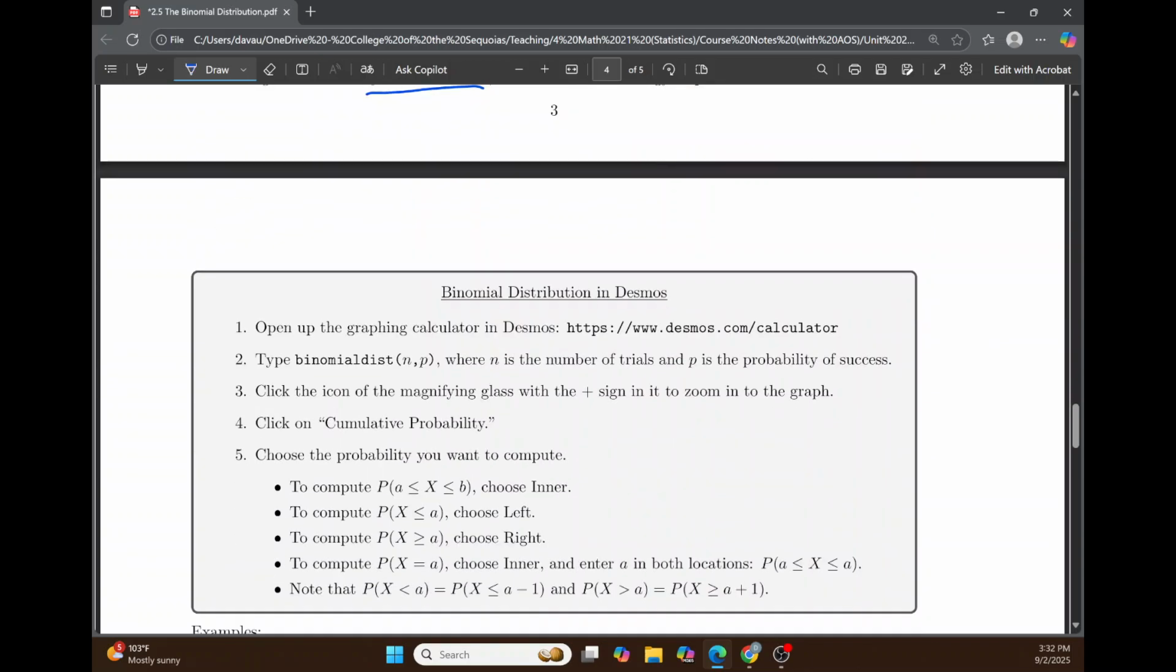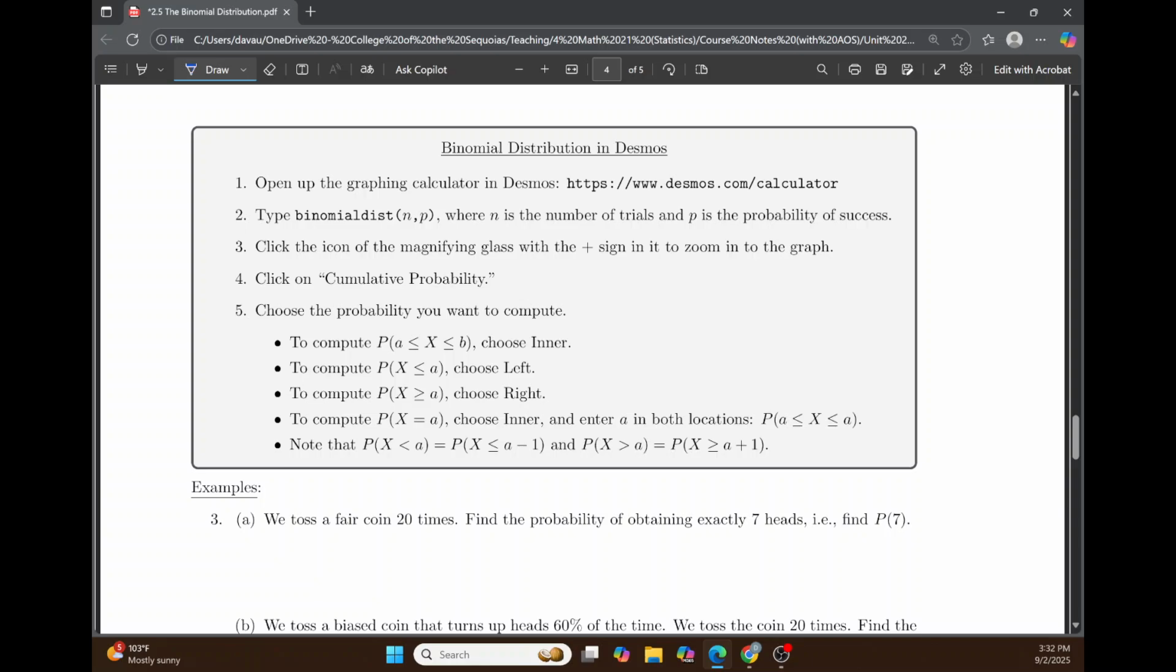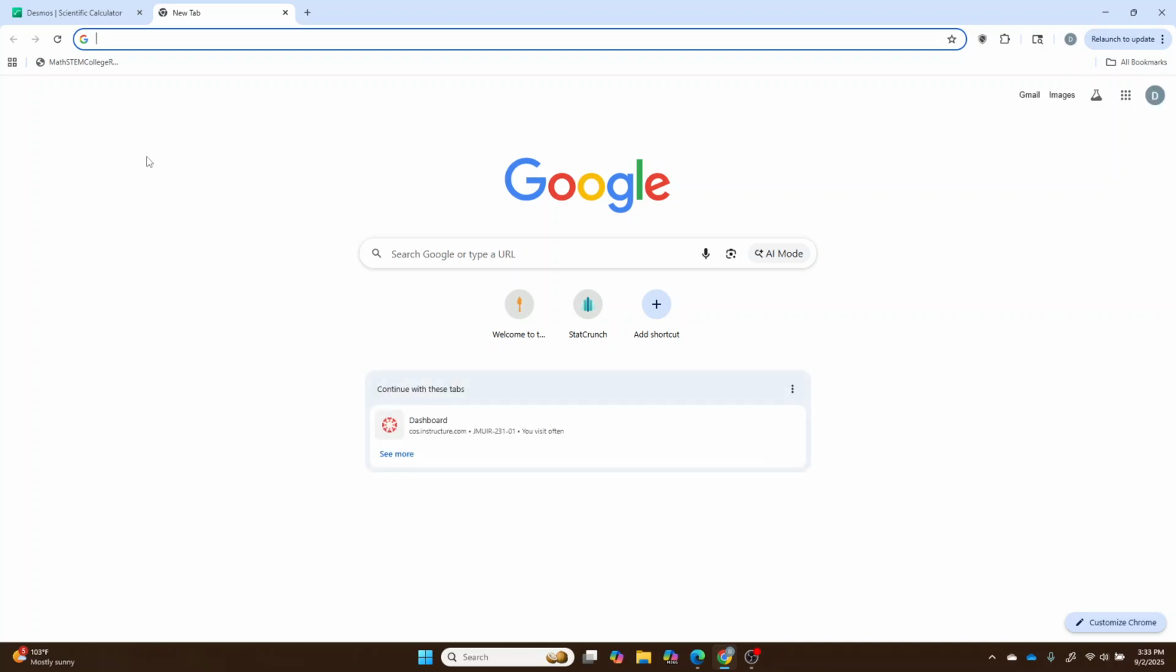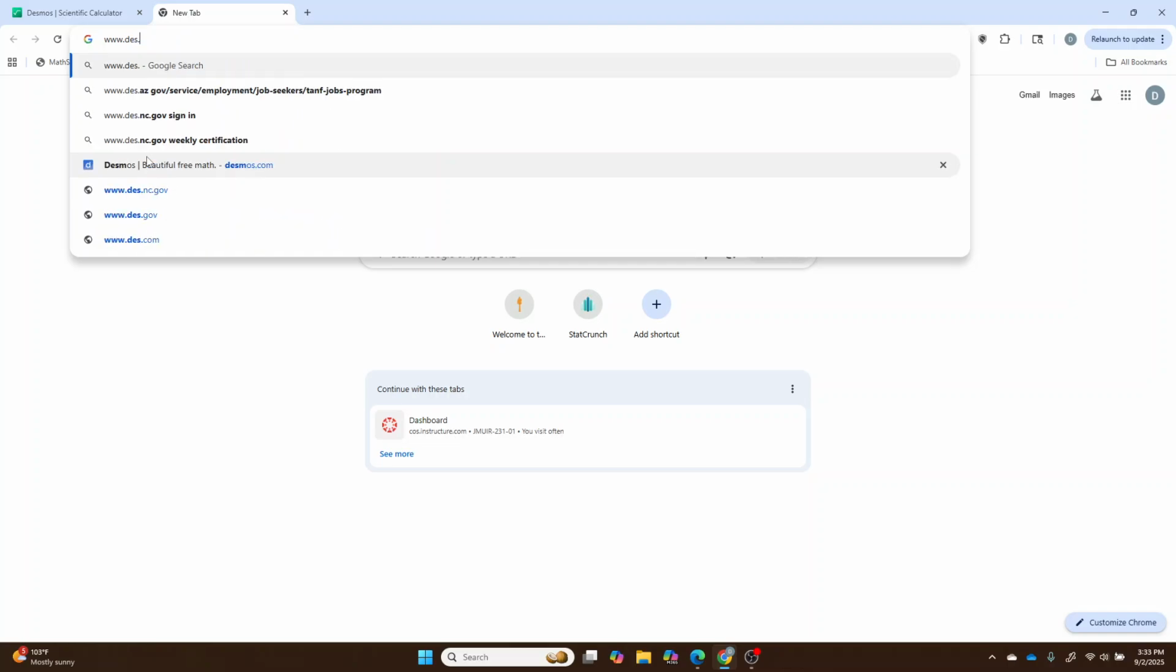What we're going to do is open up the graphing calculator in Desmos. The calculator in Desmos that I've shown you in the past has been the scientific calculator, but we're going to want to open up the graphing calculator. If you're looking at these notes electronically, you could just click on this link and it'll take you directly to that calculator. But I'll just show you how you can get there from your internet browser. It's not difficult, right? Here I have the scientific calculator pulled up, but if I want the graphing calculator, all I have to do is go to www.desmos.com.